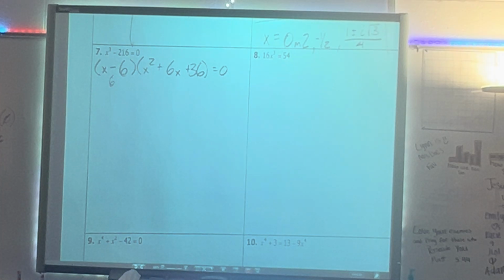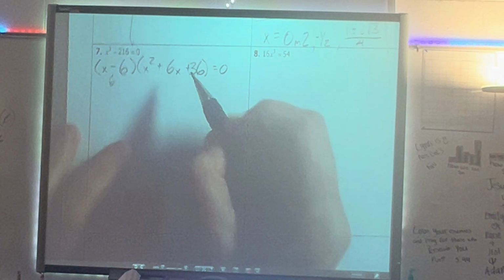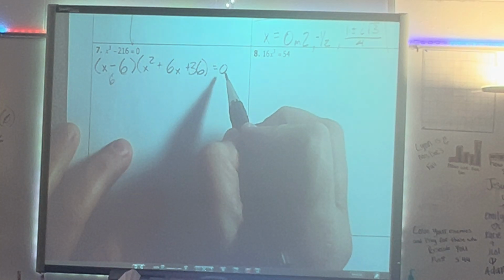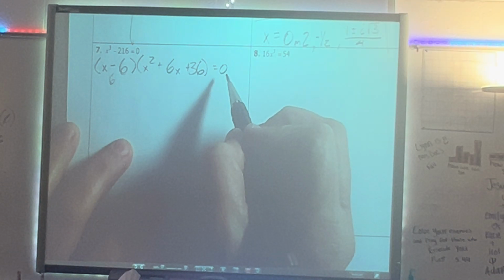Alright, so I'm going to do this one by completing the square. Okay? So when I complete the square, remember my 36 is going to the other side. Y'all okay there? Here's the deal. You can do whichever method you want. I'm just going to do it by completing the square just to remind y'all how to do it.